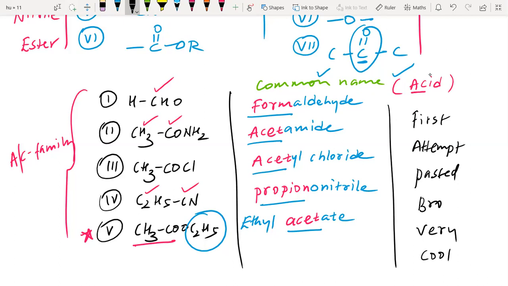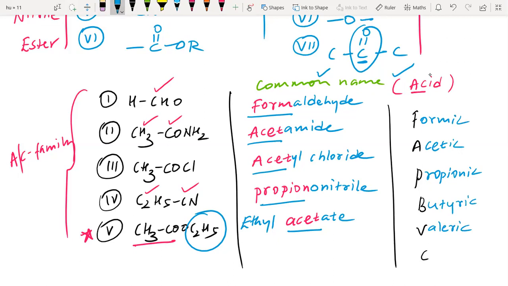Now in this, what we can do is take the initial letters F, A, P, B. Just see this: formic, acetic, propionic, butyric, valeric, caproic. These are all acids.